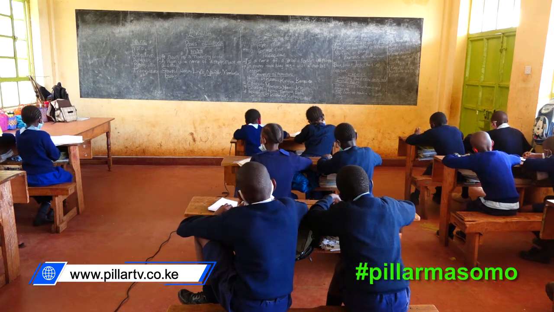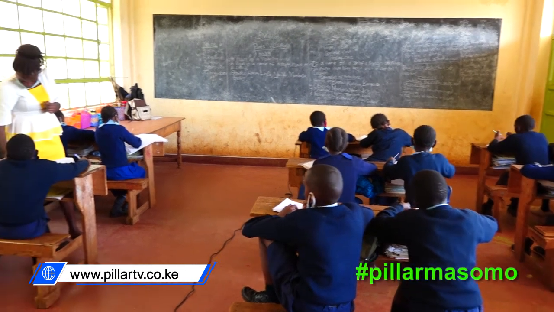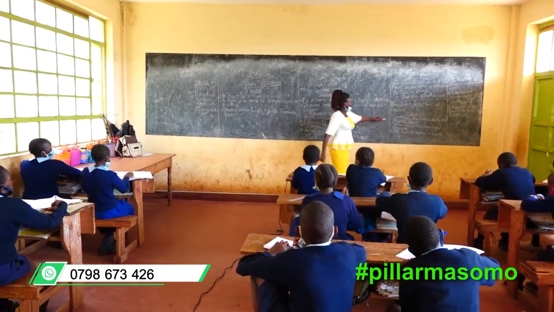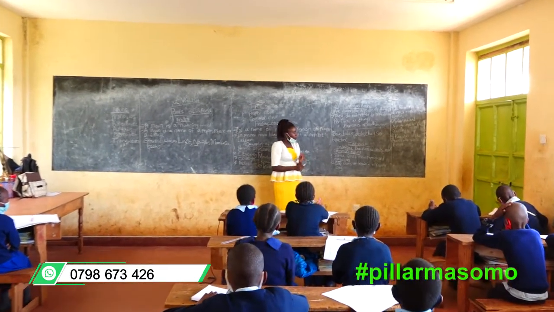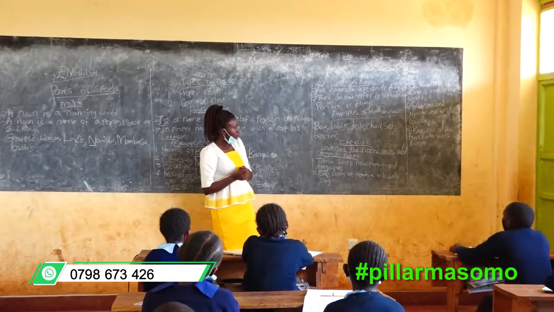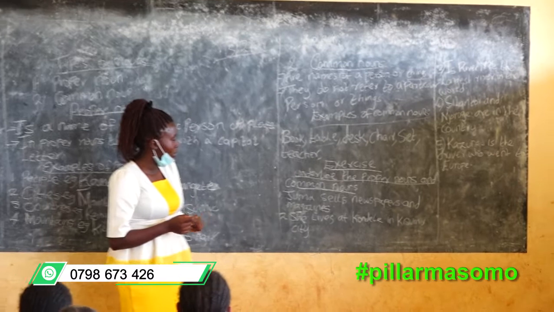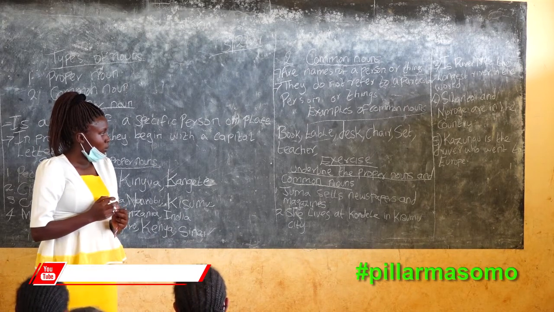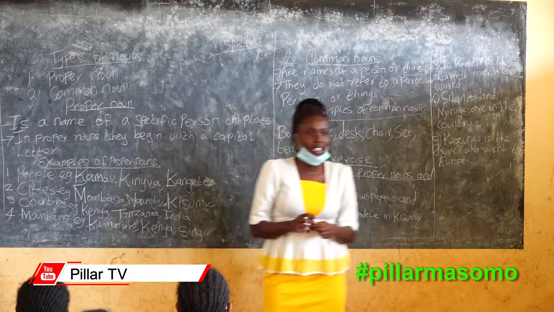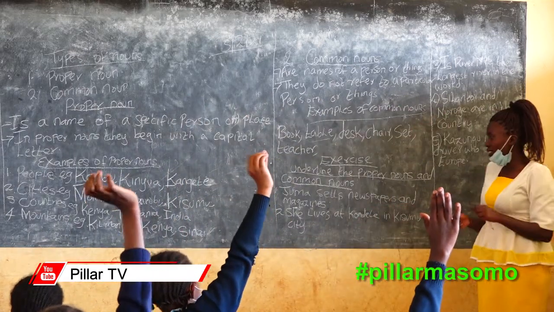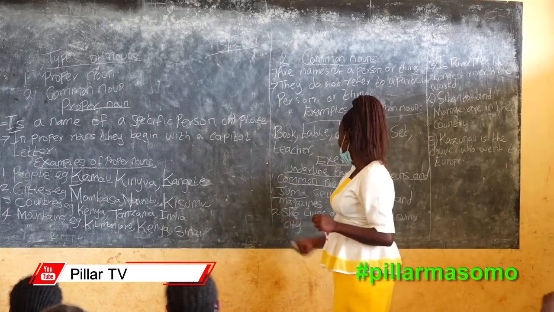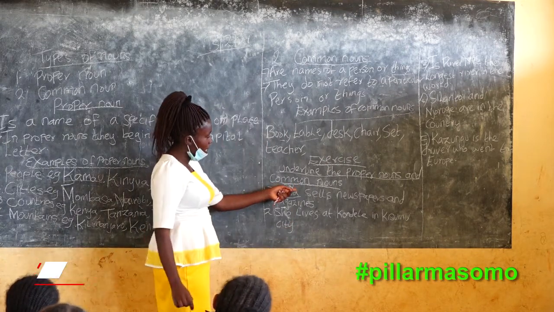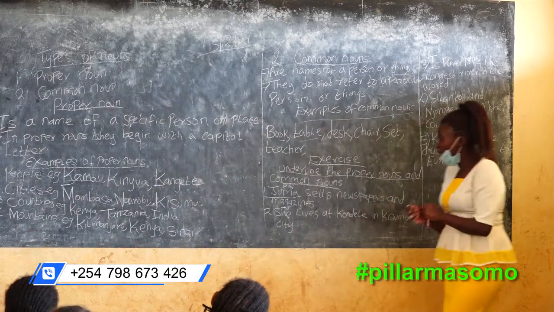So let's discuss the exercise. Can you all pay attention and read the topic? Underline the proper nouns and the common nouns. Question one. Juma sells newspapers and magazines. So which are the proper nouns in that sentence? Which is a proper noun? Juma. Juma is the proper noun. So you write here on top, P N, for proper noun.